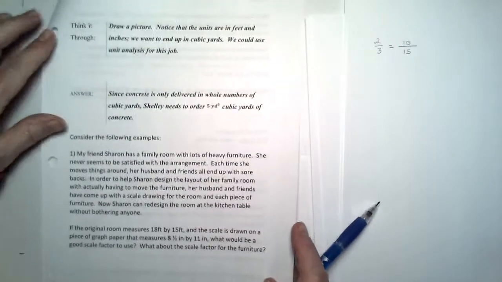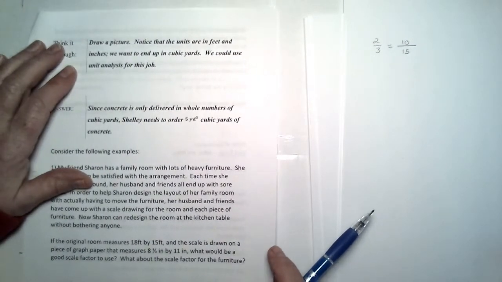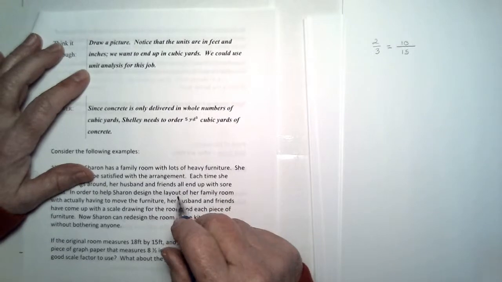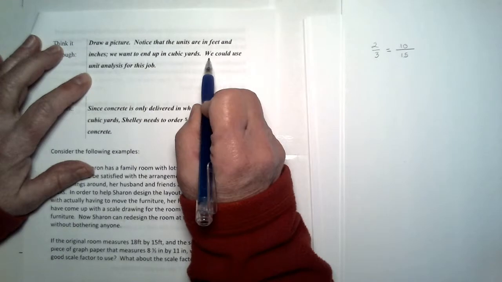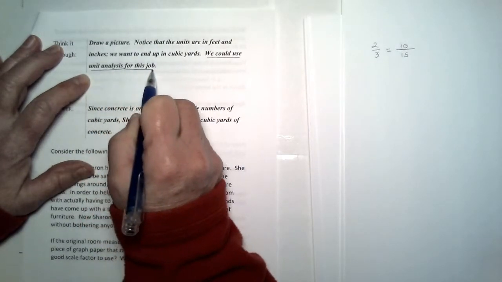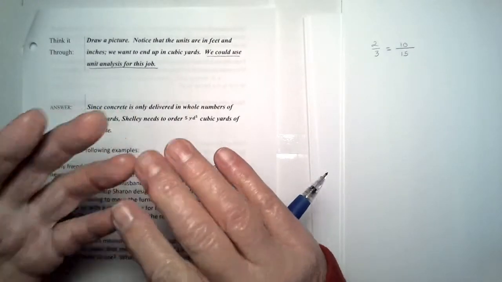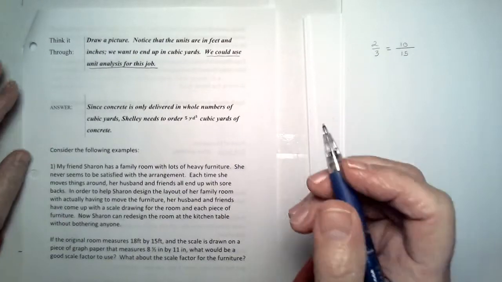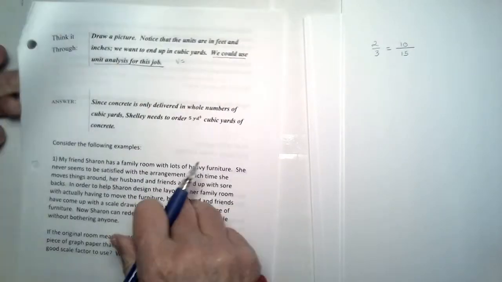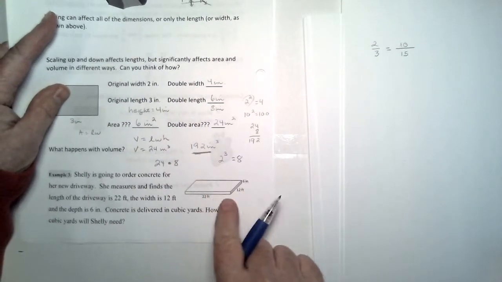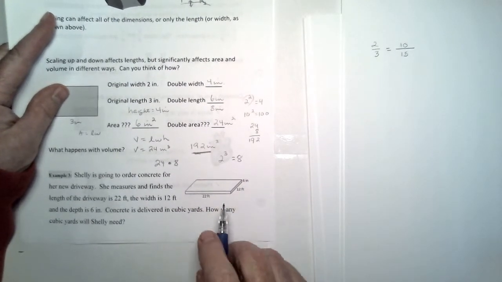Well, let's just follow through with what I have outlined in the notes, and we'll figure this out. So draw a picture. Well, I already have a picture on the other page. Notice that the units are in feet and inches. We want to end up in cubic yards, and we could use unit analysis for this job. Unit analysis meaning that dimensional analysis chain that we had talked about before. So let's take a look at that. So I'm interested in volume. And I have a decision to make on here. I can either change everything so that it's in feet, or I can change everything so that it's in inches.